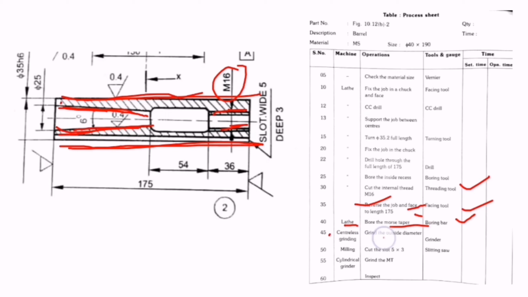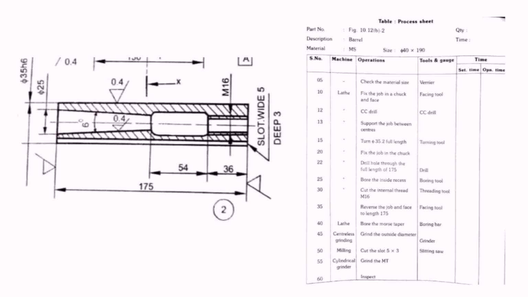And next operation is grind the outside diameter with the centerless grinding. So with the grinder, whatever the outside diameter is there, do the grinding operation with the centerless grinding. Next on milling machine, cut the slot of 5 into 3 with a slitting saw. This is 5 into 3. So from here to here, this slot is there, that is 5 into 3.